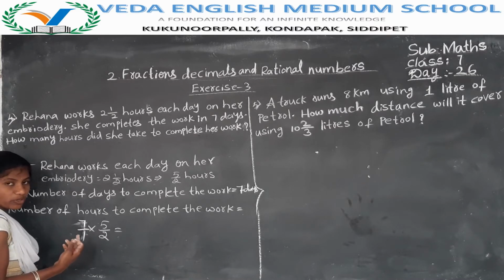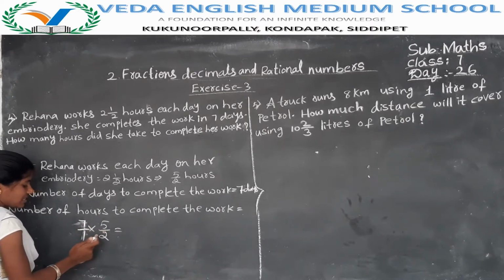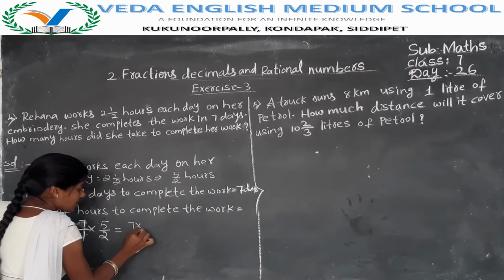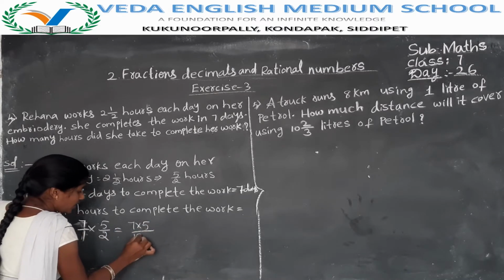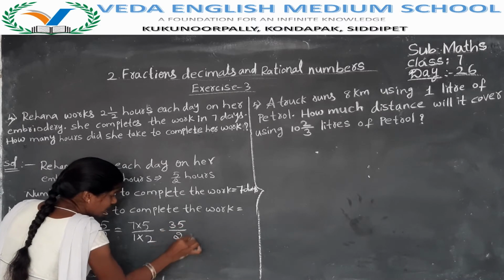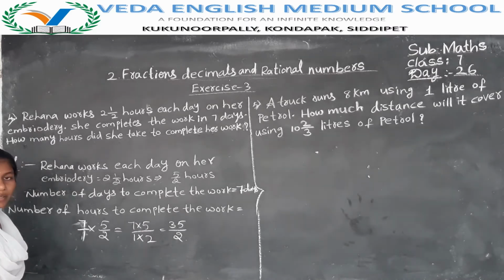If you don't have any possibility, then what you have to do? Simply multiply the numerators and write the answer, multiply the denominators and write the answer. Multiply the numerators: 7 into 5 by 1 into 2. 7 into 5 gives 35. 1 2s are 2. Now 35 by 2 is an improper fraction.